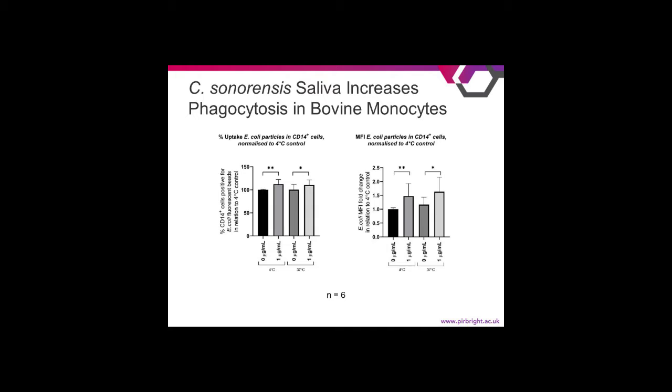So first, I looked at the effect of adding 1 microgram per ml saliva to these cells, and I included a 4-degree plate as a control, as biological processes should be reduced at this temperature. So the first graph shows the percentage of CD14 cells, the percentage of uptake in these cells, so the percentage of cells taking up the particles, and this was standardised to account for animal-to-animal variation.